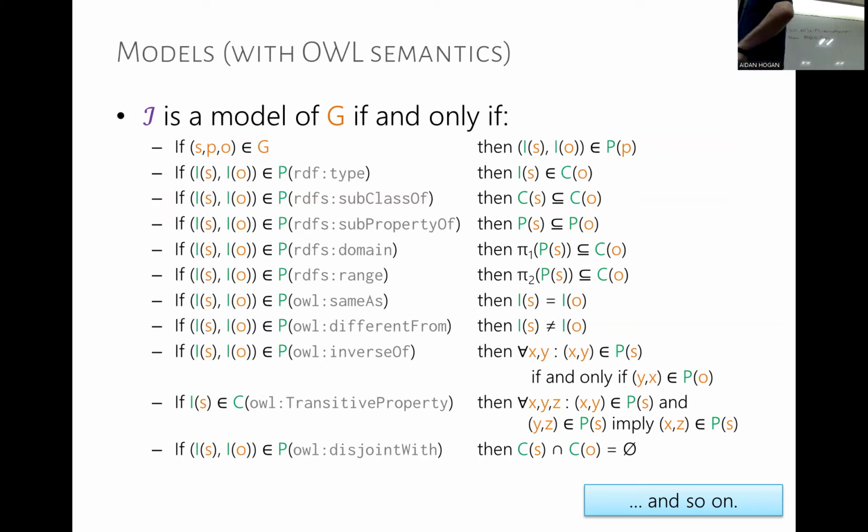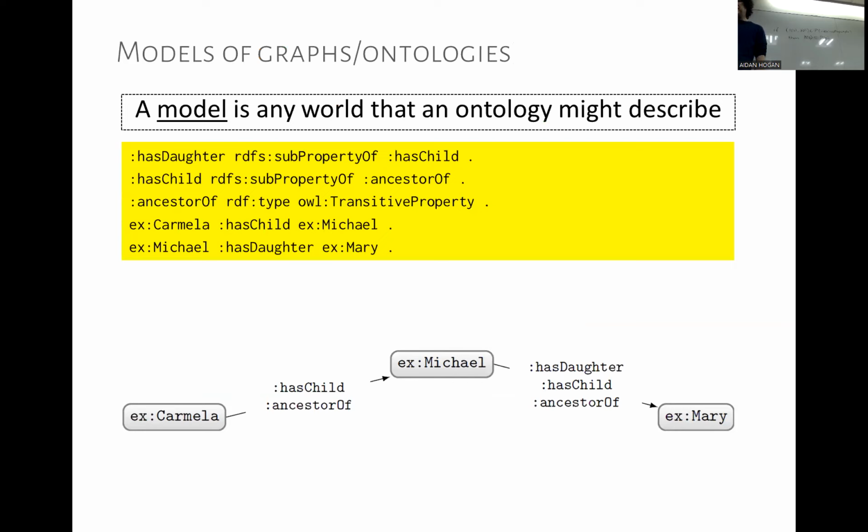Okay, so this is a model. I is a model of G if and only if these semantic conditions hold. So a model, essentially, is any world that an ontology might describe. It's somehow an abstract representation of one possible world which our ontology is describing. Here we have an ontology in orange, and it says has daughter is a subproperty of has child. Has child is a subproperty of ancestor of. Ancestor of is a transitive property. Carmela has child Michael. Michael has daughter Mary.